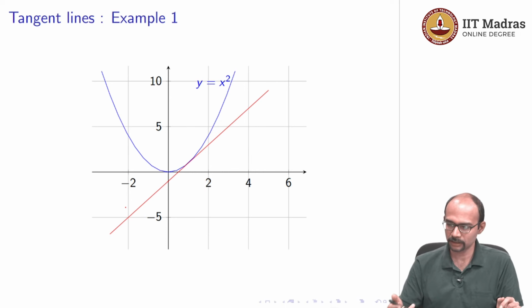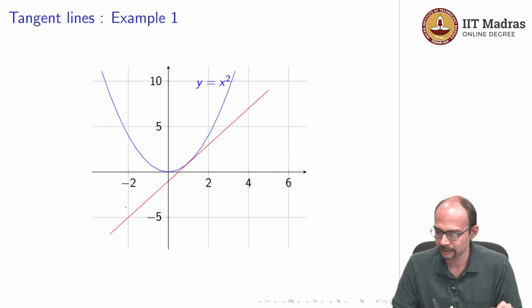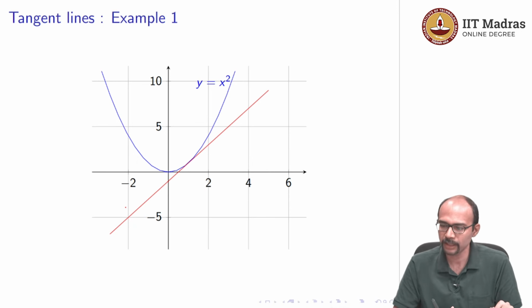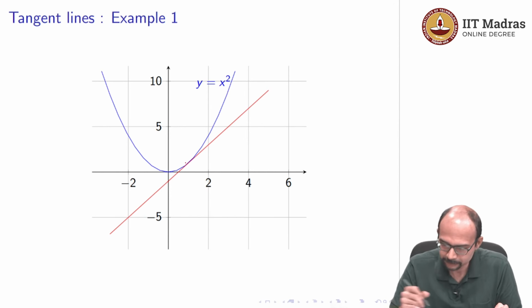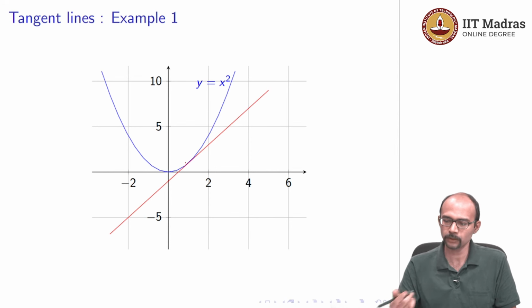So this is an example of a tangent line. This is the parabola y is x squared, and this is the tangent to that parabola at the point 1, I think. And we will soon understand using calculus how to find the equation of such a line. So we know that such a line is given by y is equal to mx plus c. So we will ask, how do I find the equation of such a line, and we will use calculus to study that.